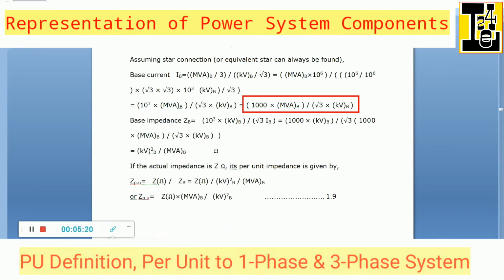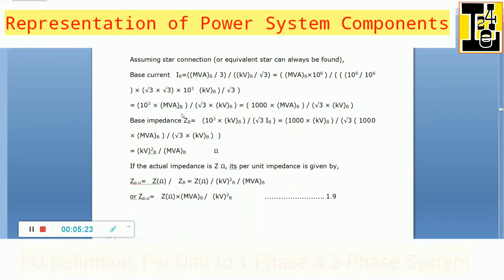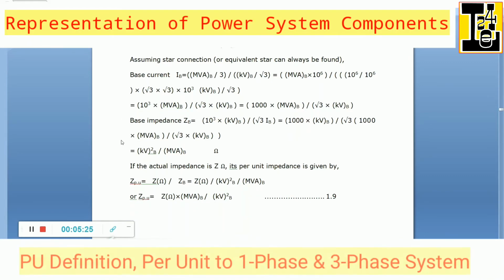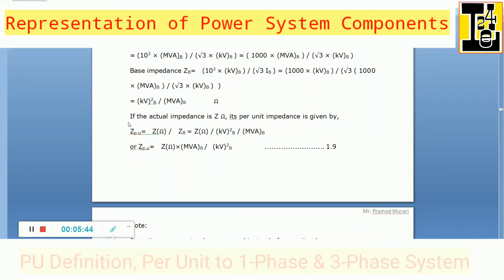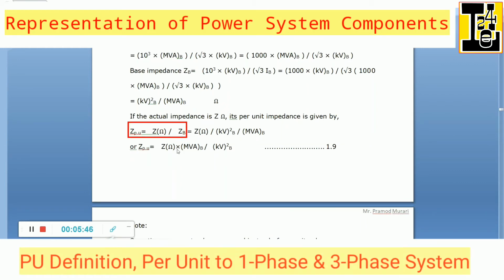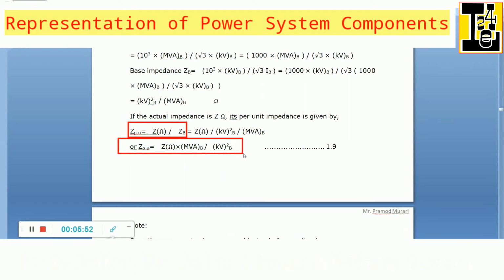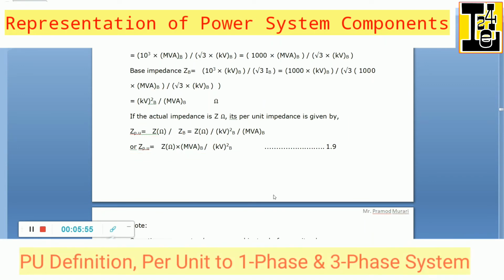In the same way, if we calculate ZB, that is base impedance, we will get kV base square divided by MVA base. If the actual impedance is Z ohm, its per unit impedance is given by Z ohm divided by Z base. We will get Z ohm into MVA base divided by kV base square. So this is the expression for the Z per unit, impedance per unit, in terms of three-phase quantities.